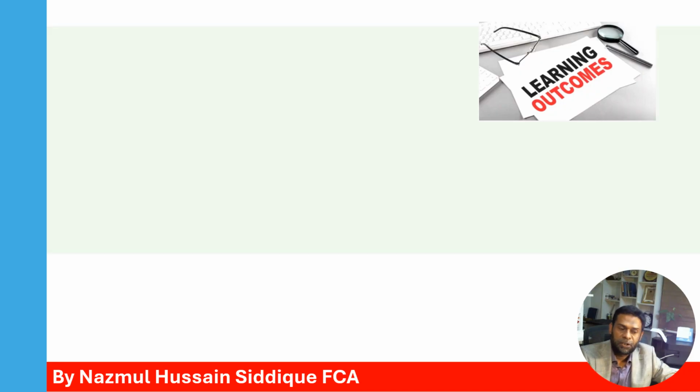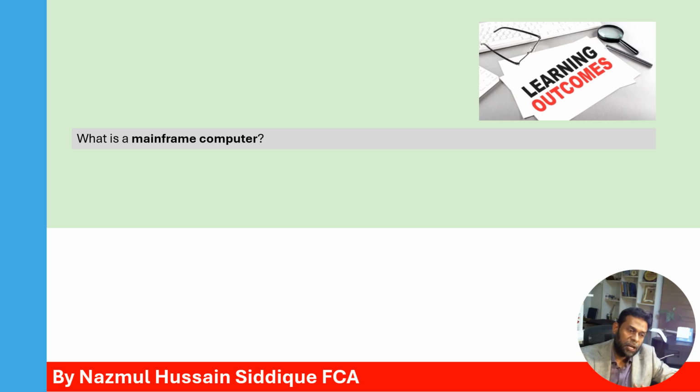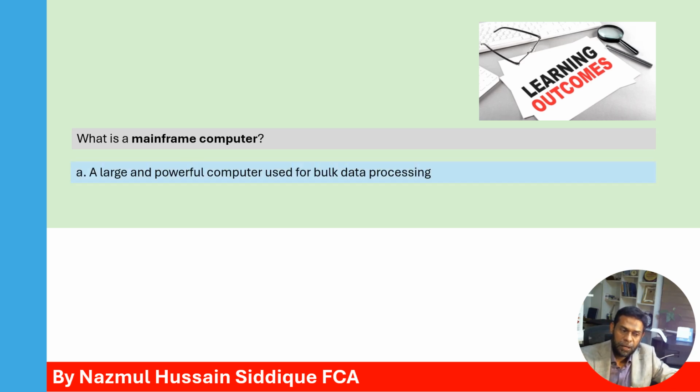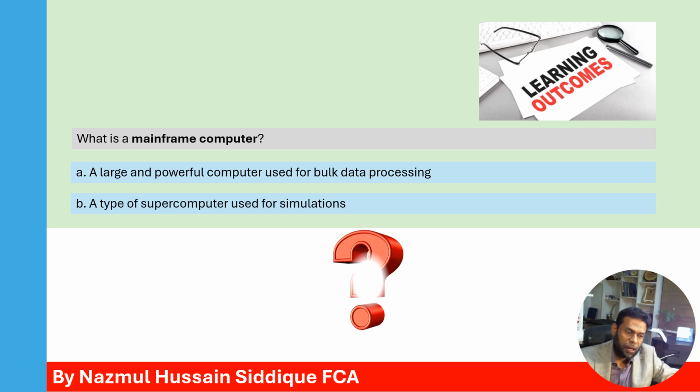Now we shall test our learning outcomes. Number one, what is a mainframe computer? Option A, a large powerful computer used for bulk data processing, or option B, a type of supercomputer used for simulations. Which is the perfect definition of mainframe computer? Correct answer is A. A large and powerful computer used for bulk data processing is the mainframe computer.